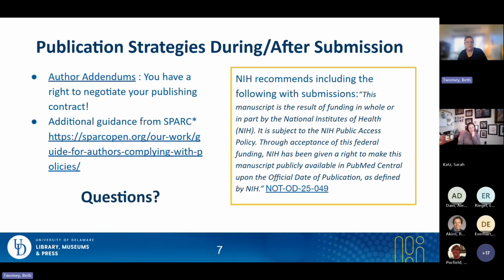This is a tool that can be used when you have a contract, to assert to the publisher that you need to put a copy of this on PubMed. SPARC and Authors Alliance and other organizations involved in this work have not heard back from any researchers about whether they've had success using author addendums. So I need to add that caveat.